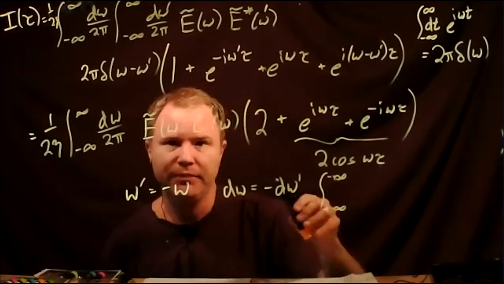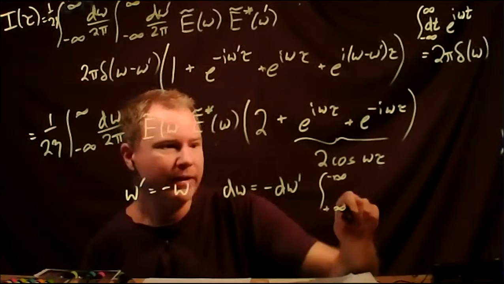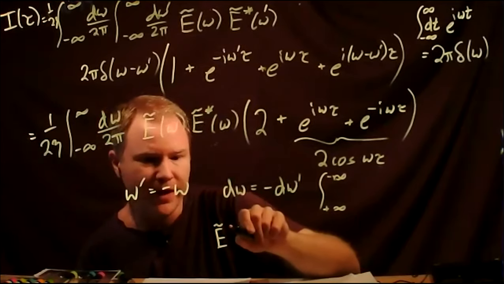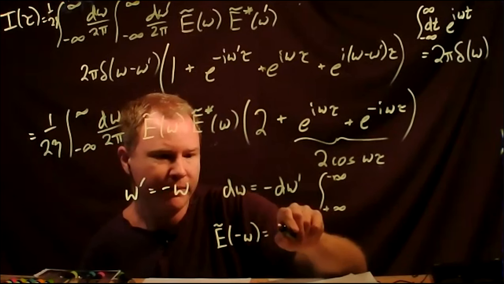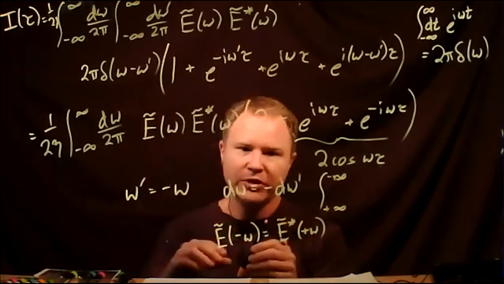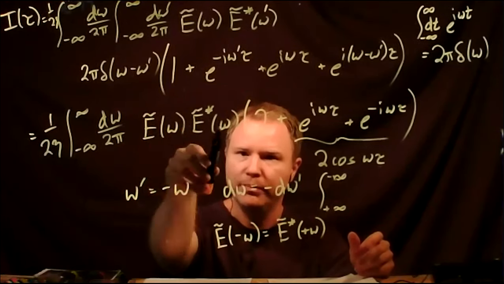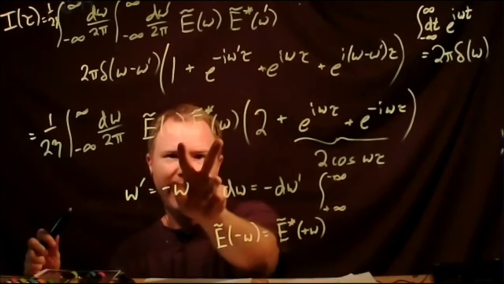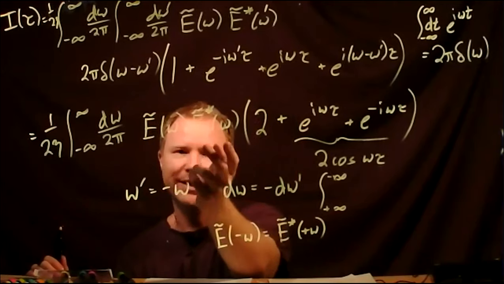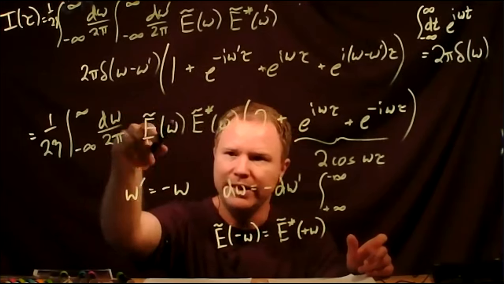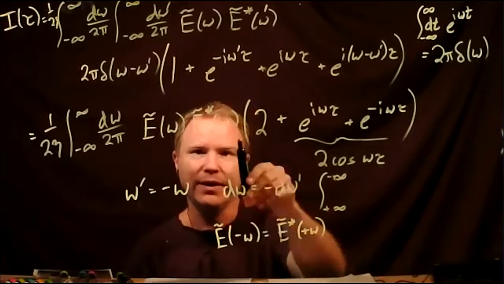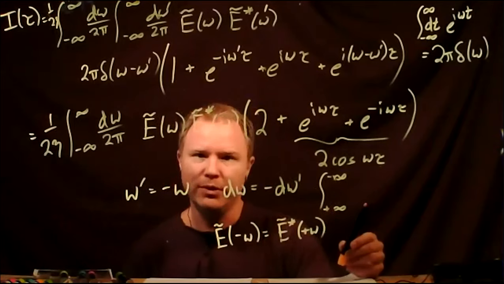But remember that E is a real field. If E itself is a real field, then E tilde of minus omega is just the complex conjugate of E tilde of plus omega. So by going from omega to minus omega, the only thing that happens is that these two terms flip the order in the multiplication, but that of course doesn't matter. So this first term is going to be E of minus omega prime. That's just going to turn into this E star. And E star, I can write that as E star of minus omega. That's just E of plus omega.